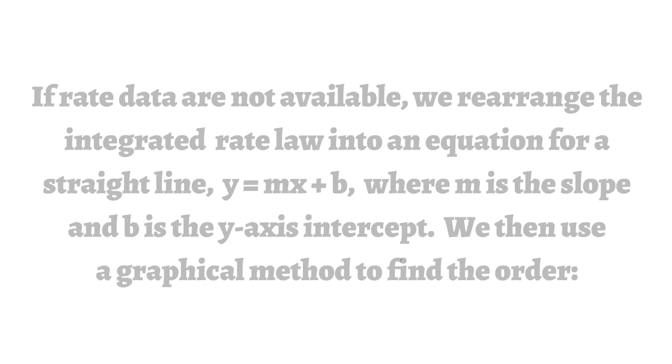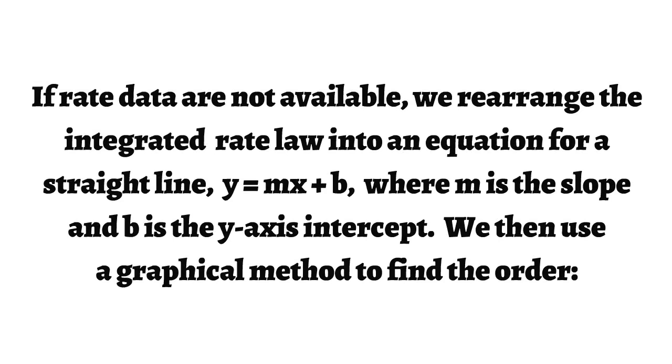We first found the reaction orders using rate data. If rate data are not available, we arrange the integrated rate law into an equation for a straight line, y equals mx plus b, where m is the slope and b is the y-axis intercept. We then use a graphical method to find the order.